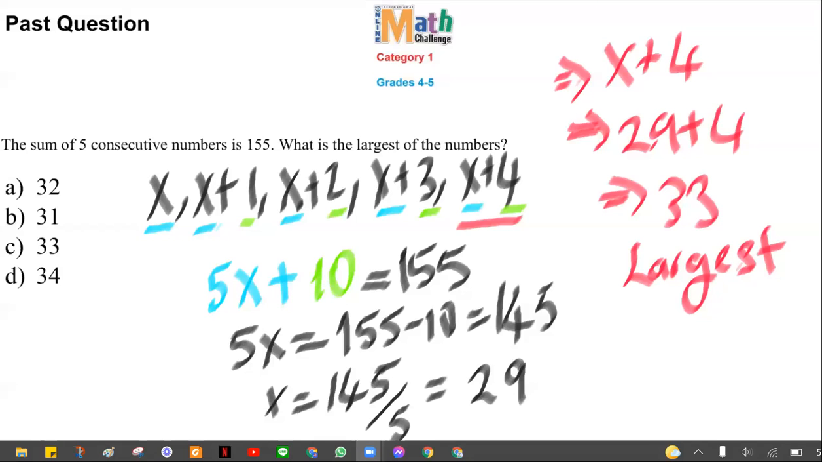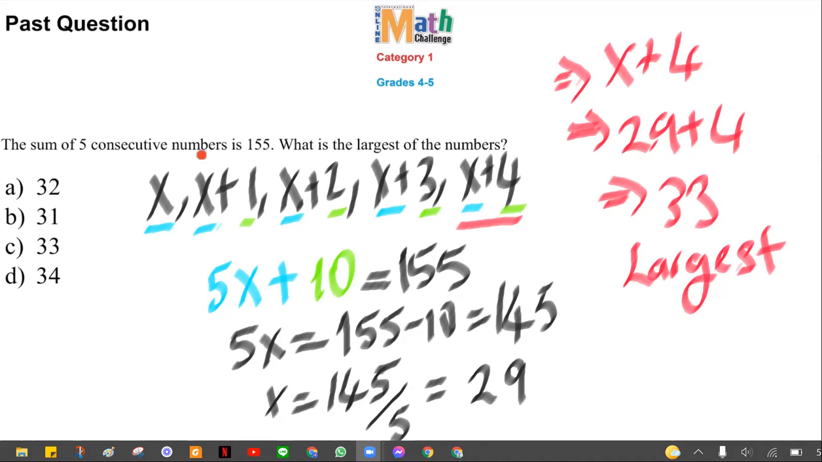Today we are going to solve 4 new questions from Math Challenge Olympiad. Let's start. So this is our first question from category 1 and grade level 4-5. The question says, sum of 5 consecutive numbers is 155. So what is the largest one?